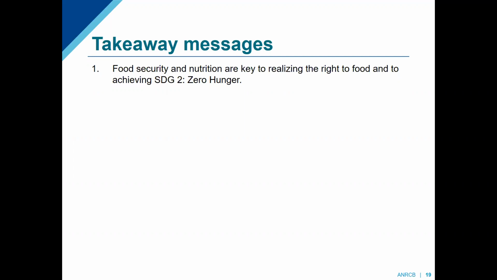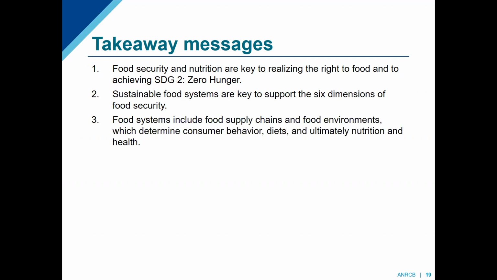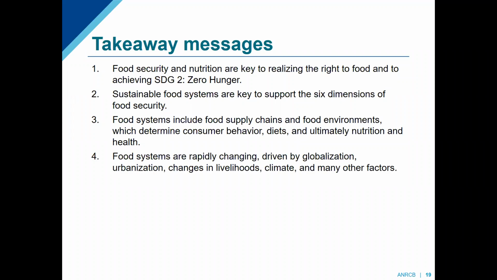All right, to summarize our discussion in this topic, food security and nutrition are key for realizing the right to food and to achieving the Sustainable Development Goal of zero hunger. Sustainable food systems are also key to support and achieve these six dimensions of food security that we discussed. Food systems include food supply chains and food environments, which determine our behavior as consumers, our diets, and ultimately our nutrition and health. Food systems are constantly changing, driven by many factors, including globalization, urbanization, changes in livelihoods, changes in the roles of women, climate change, and other things.